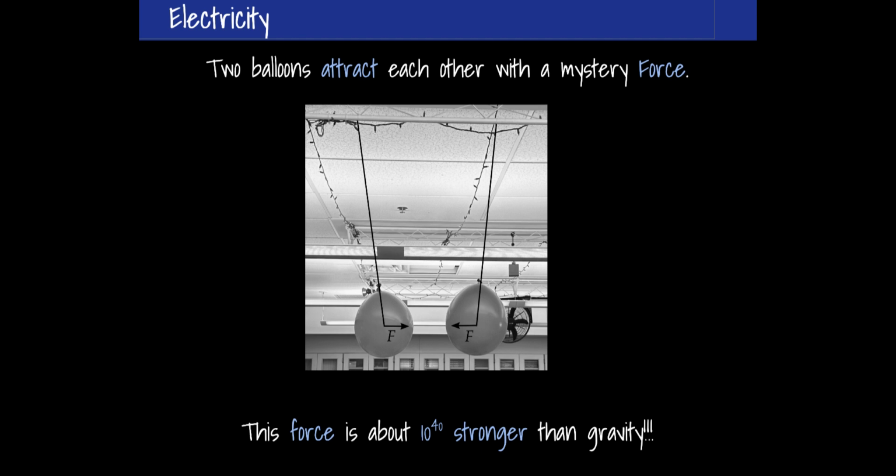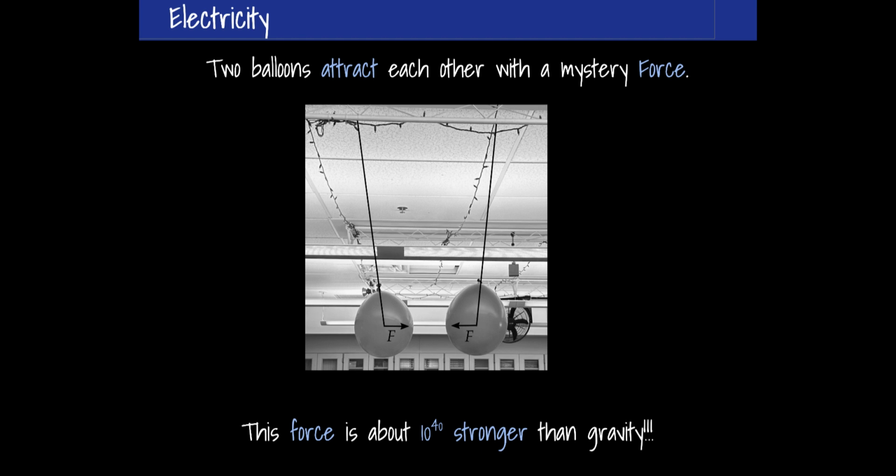And yet what I notice is that the two balloons actually are drawn toward each other such that the strings that support them are drawn from the vertical. Now, I understand Newton's laws. I can explain this easily.